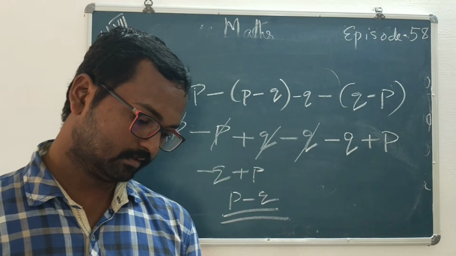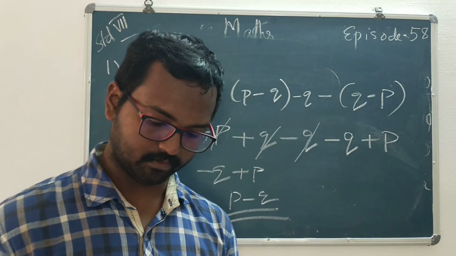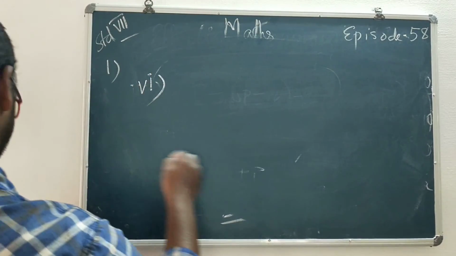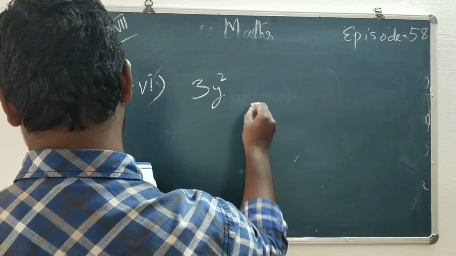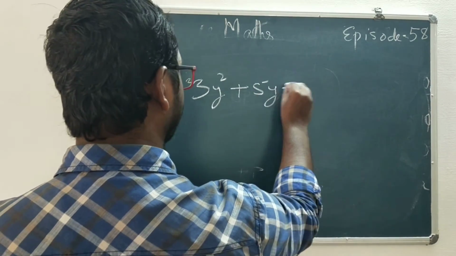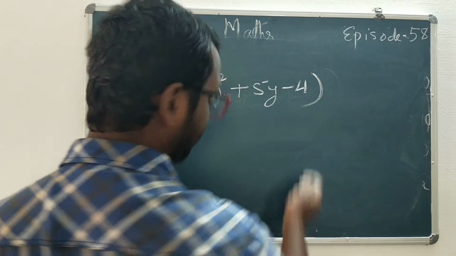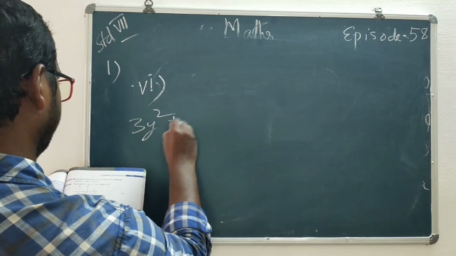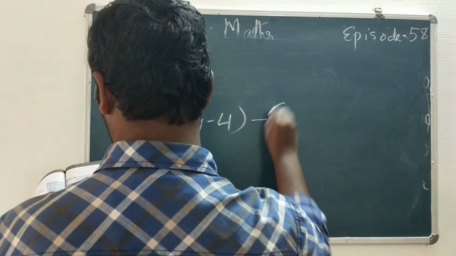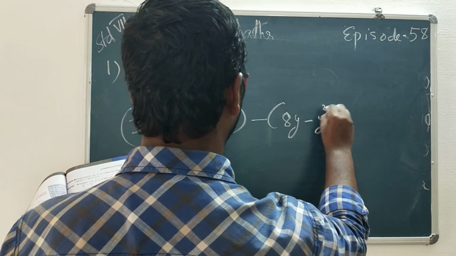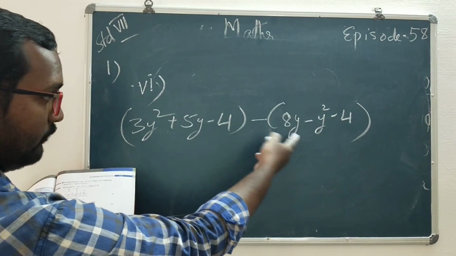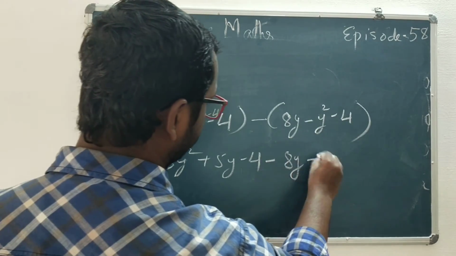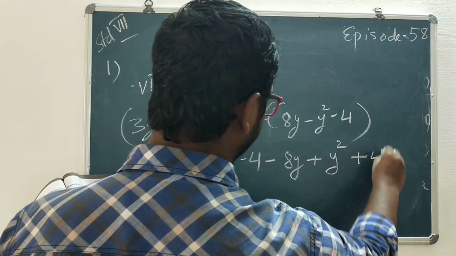Now let's look at question number 6 of the first one. Y square plus 5y minus 4. See here, the same rule we have to follow here also. 3y square plus 5y minus 4 is going to be the same. Here it will become minus 8y. This will become plus y square. This will become plus 4, once we open the bracket.